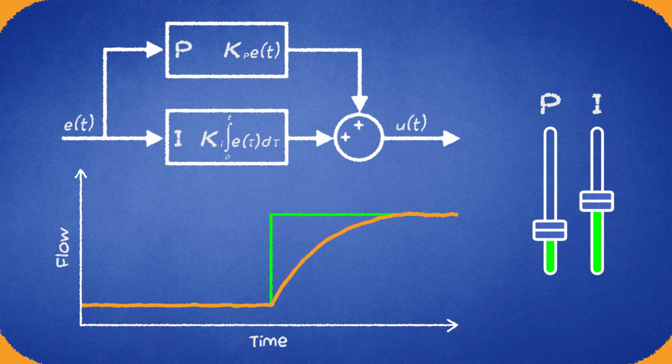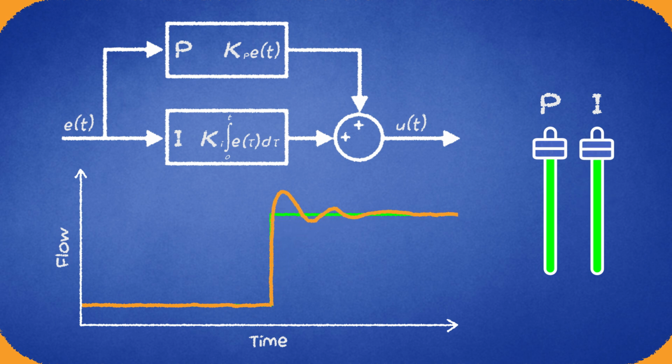If the response to the set point input starts too slowly, it's necessary to increase the P-gain. If the initial response is fast, but there is a persisting error at the end of the transient, the I-gain must be increased. If the response overshoots or oscillates, both gains must be reduced.